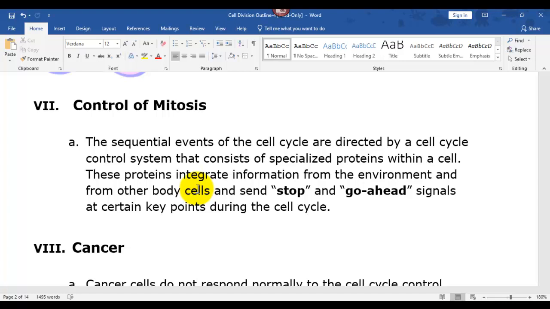And there's actually genes. There's a tumor suppressor gene that keeps cells from dividing out of control, and something called an oncogene, which has been determined as a cancer gene. An oncogene would actually make a cell divide out of control. But yeah, it's a stop and go signal.